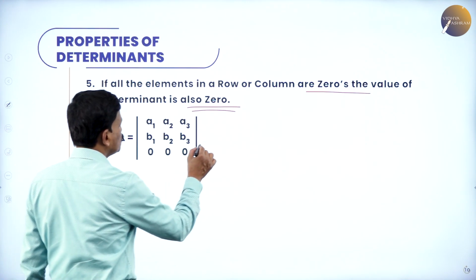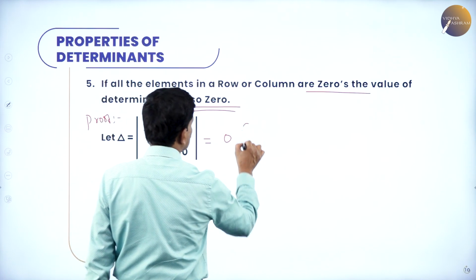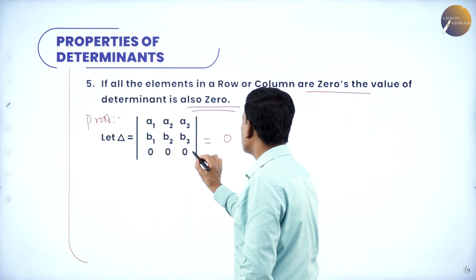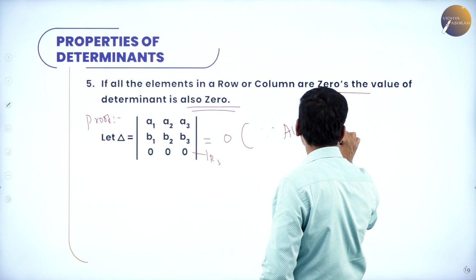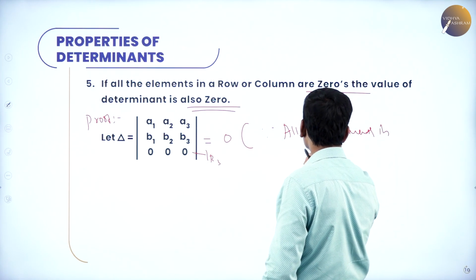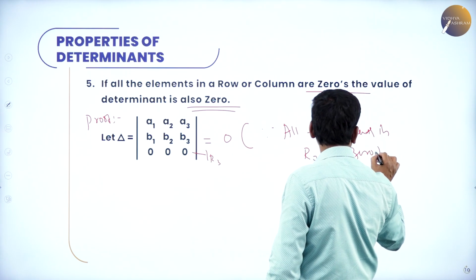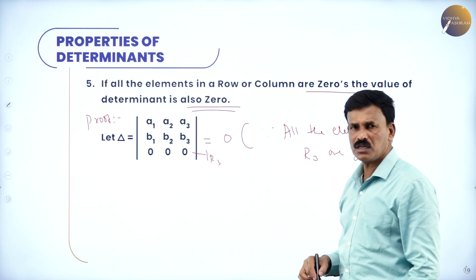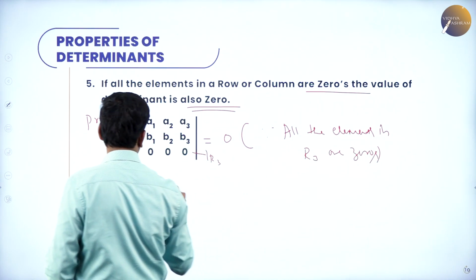So, according to the definition, the value of this determinant is equal to 0. The reason is because all the elements in row 3 are zeros. If all the elements in one row or one column are zeros, then the value of a determinant is equal to 0. Now let us verify this.